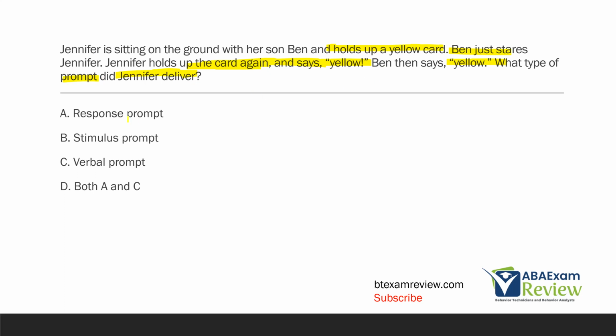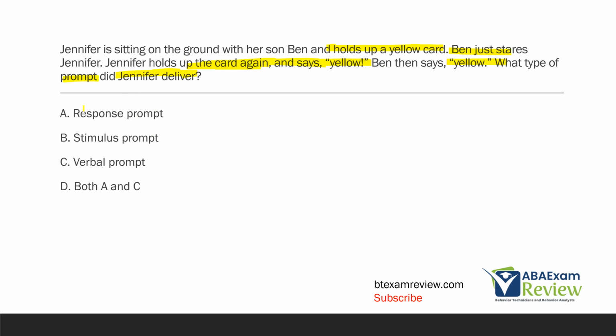A response prompt. Now, what's the difference between a response prompt and a stimulus prompt? A stimulus prompt, you are changing the actual stimulus. Did Jennifer change the card in any way? She didn't. So a response prompt acts on the actual response, which is yellow. Jennifer's prompt acted on the response of yellow. She didn't change the stimulus, right? She acted on the response.